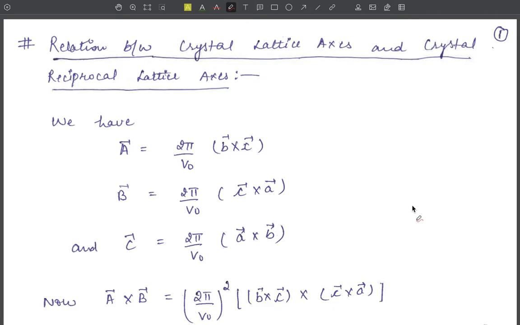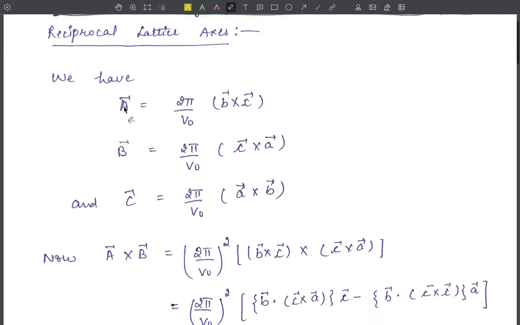Today we will study the relation between crystal lattice axis and crystal reciprocal lattice axis. In the last video, we studied the values of A vector, B vector and C vector. These are the primitive vectors of the reciprocal lattice, or these are the reciprocal lattice axes.